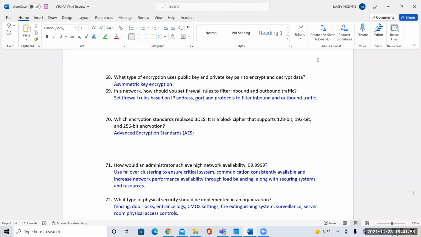78. How would an administrator achieve high network availability? Right? There should be five nines. Sometimes seven nines. That's what they want. So in cyber and security, we always strive. Also, availability is overlooked in the security area, right? But in the network we want to achieve 99.9999%. So we want to use failover cluster to ensure critical system communication is consistently available and increase network performance availability through load balancing and securing your resources.